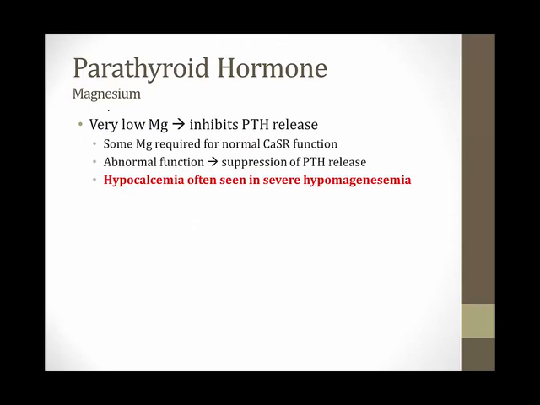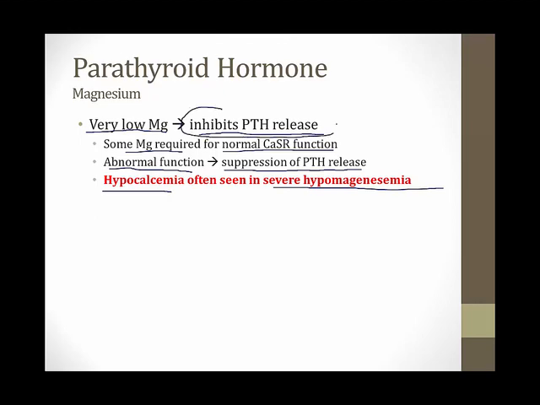There is one exception to the rule that magnesium has the same effect as calcium on the parathyroid glands, and that has to do with very low magnesium. If the level of magnesium gets very low, this will inhibit parathyroid hormone release. The reason for this is that some magnesium is required for normal functioning of the CASR. If the level of magnesium is very, very low, there will be abnormal function of the CASRs, and this will lead to a suppression of parathyroid hormone release. The reason this is important clinically is that you can see hypocalcemia in the setting of severe hypomagnesemia, and that is from inhibition of parathyroid hormone release in the setting of very low magnesium.